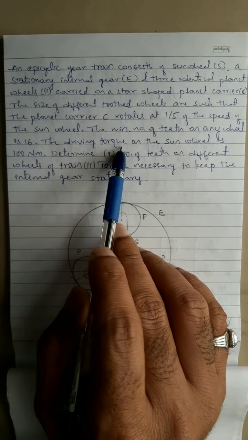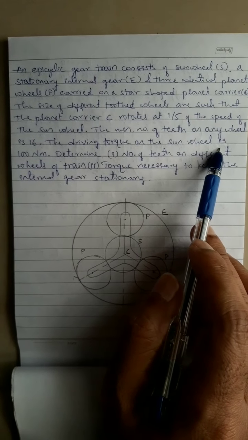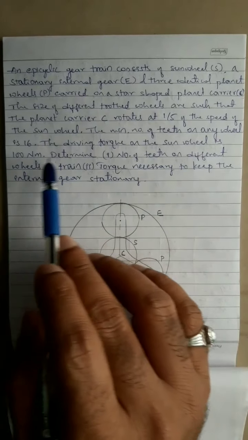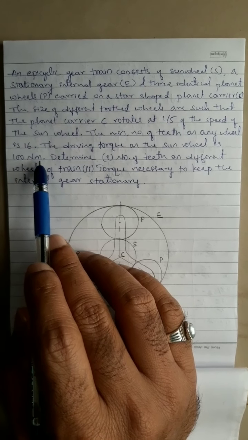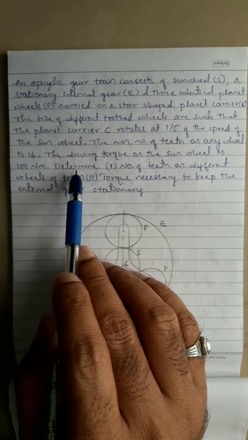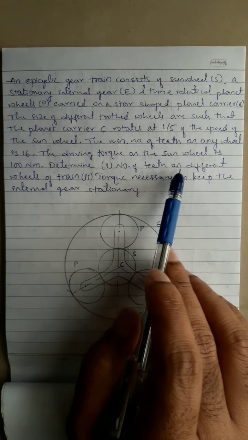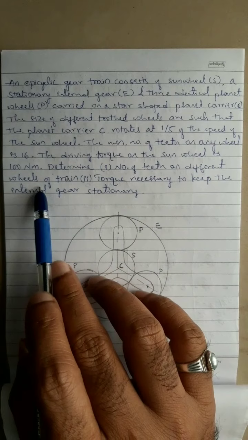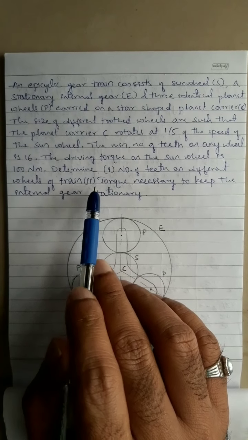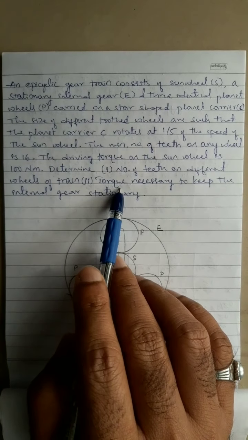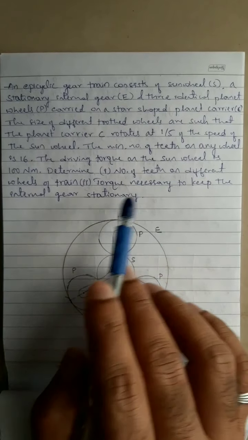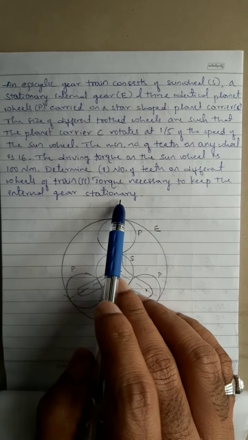The driving torque on the sun wheel is 100 Newton meter. Determine, first, the number of teeth on the different wheels of the train, and second, the torque necessary to keep the internal gear stationary.